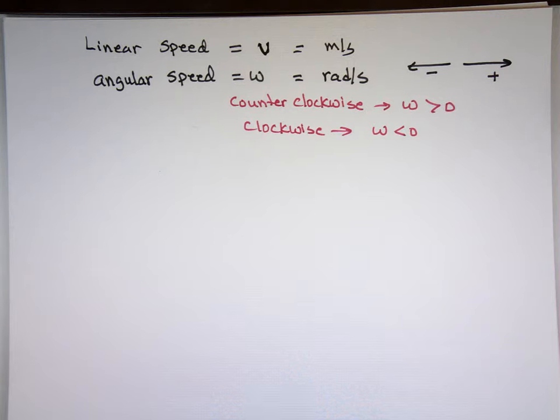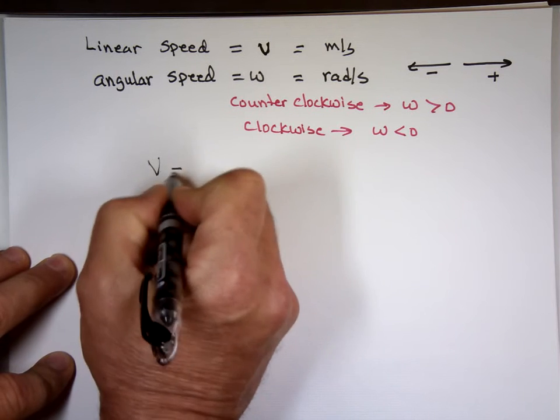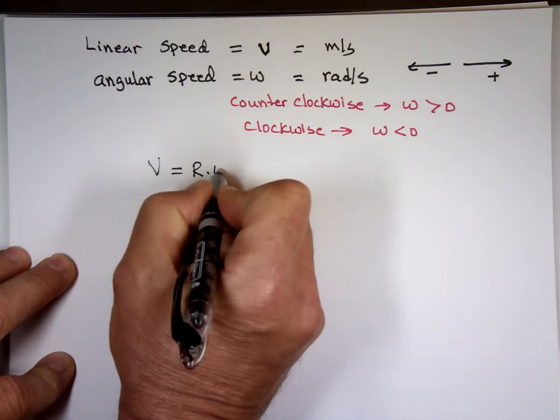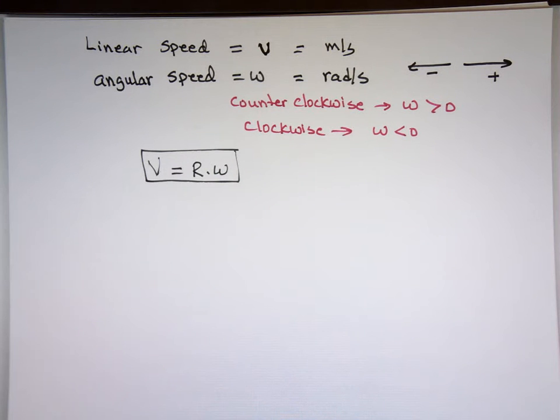Just like there's a relationship between your linear distance and angular position, there's a relationship between linear speed and angular speed. Your linear speed, V equals R times W. How fast things are spinning is related to how fast you're moving on the ground.